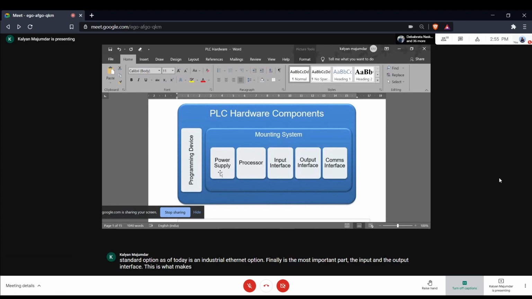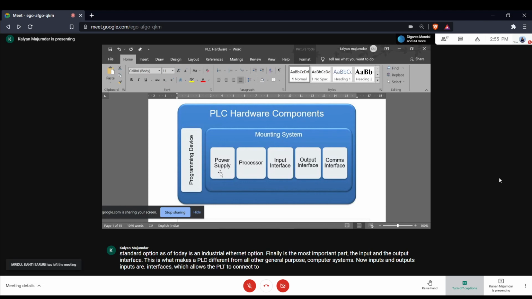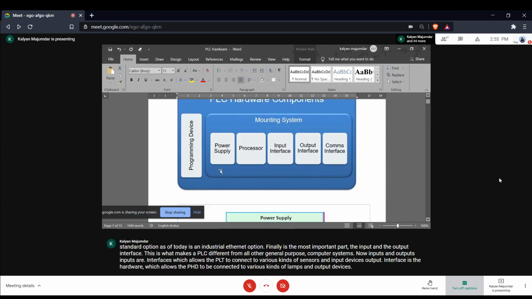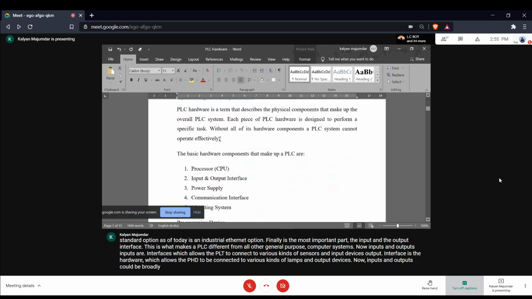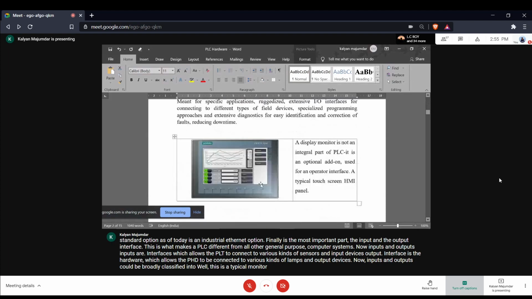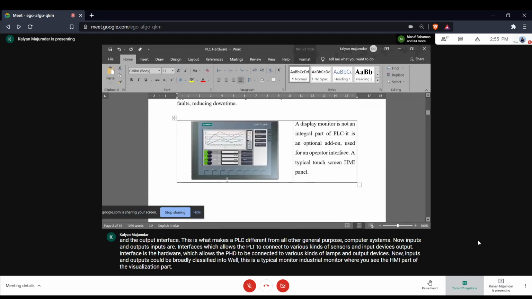Finally is the most important part, the input and the output interface. This is what makes a PLC different from all other general purpose computer systems. Now, inputs and outputs. Inputs are interfaces which allow the PLC to connect to various kinds of sensors and input devices. Output interface is the hardware which allows the PLC to be connected to various kinds of lamps and output devices. Now, inputs and outputs could be broadly classified into, well, this is a typical industrial monitor, where you see the HMI part or the visualization part.